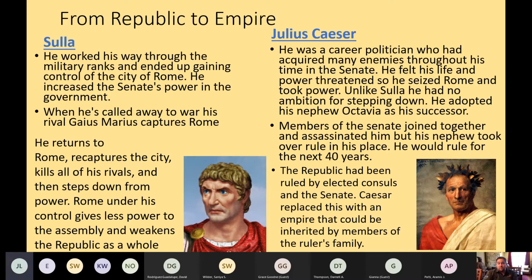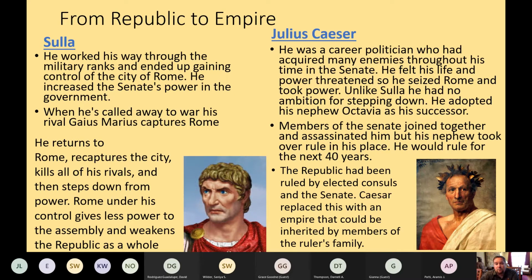So the next guy is the most famous person in all of ancient Rome, and that is going to be Julius Caesar. Now, Caesar, he was a career politician, right? His job was a politician who had acquired many enemies throughout his time in the Senate. And he felt his life and power threatened, so he ends up seizing Rome and took power for himself.